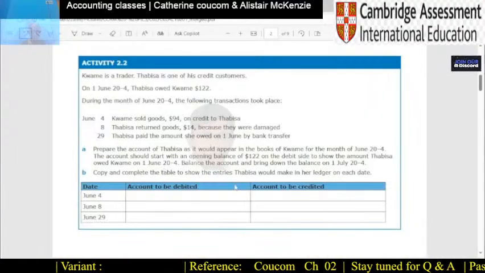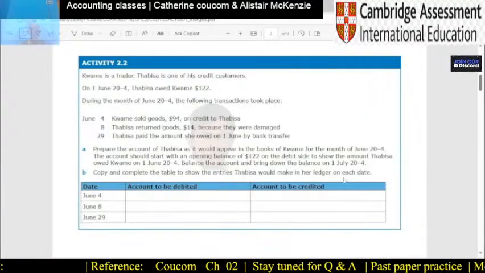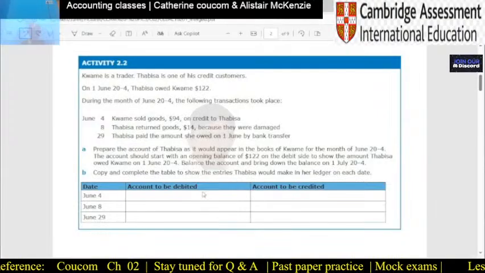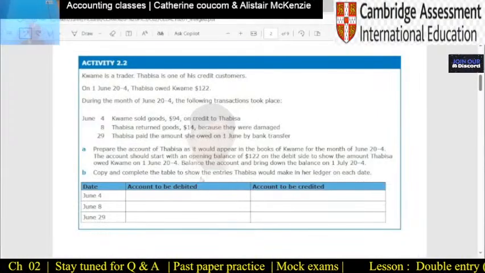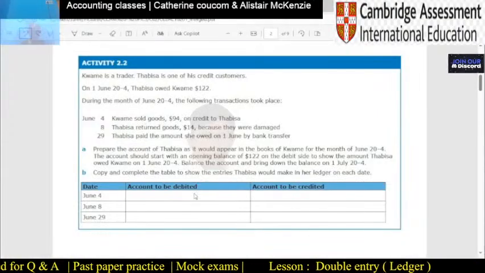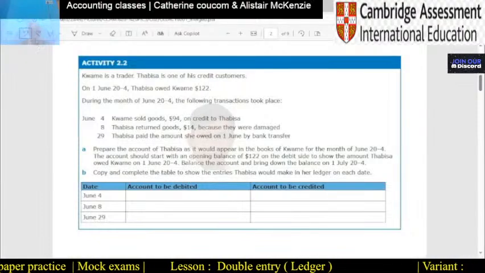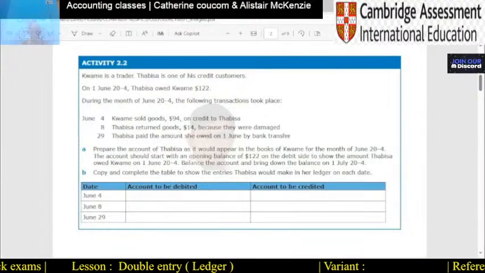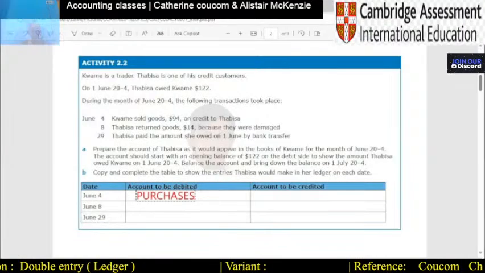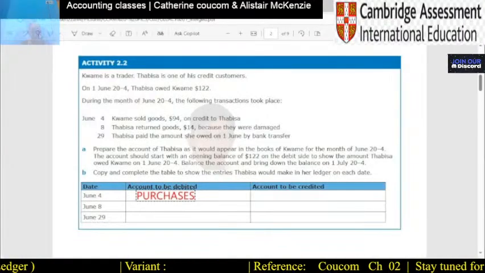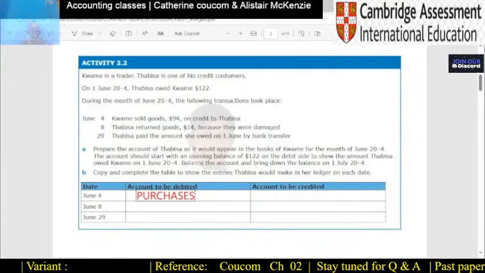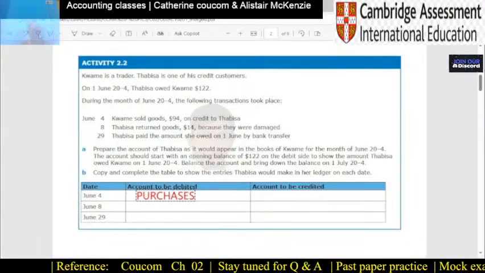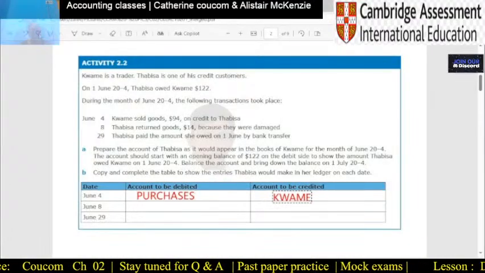So copy and complete the table to show the entries Tabisha would make in her ledger account on each date. So account to be debited. Which account will be debited first? Kwame sold, so the purchases account will be debited because the purchases account is receiving, and who is giving? Obviously Kwame is giving.